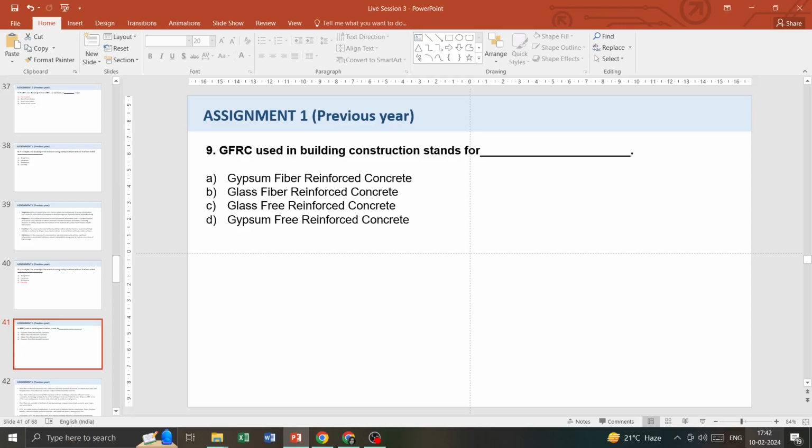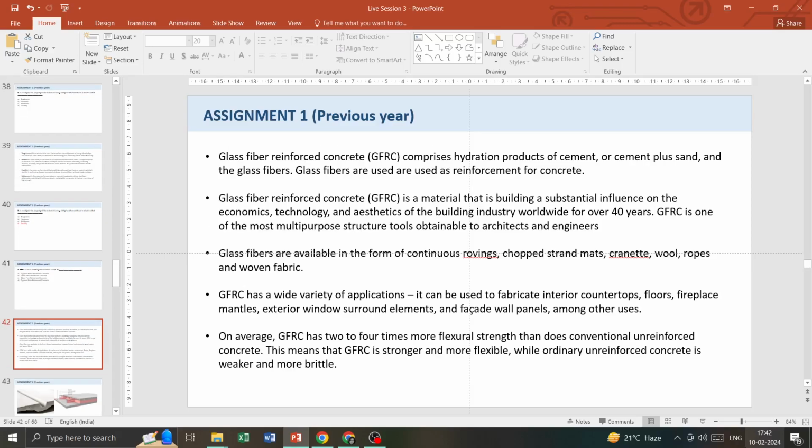And then fourth is glass fiber reinforced concrete. So I'll quickly tell you about GFRC. The full form of GFRC that is used in construction is glass fiber reinforced concrete, and it comprises hydration products of cement or cement plus sand and the glass fibers. Glass fibers are used as reinforcement for concrete.